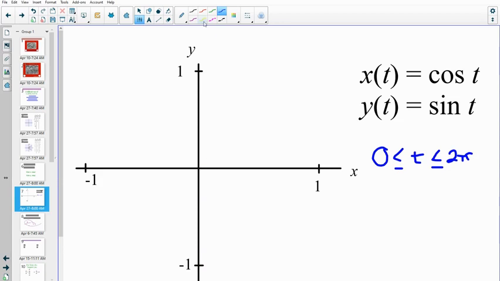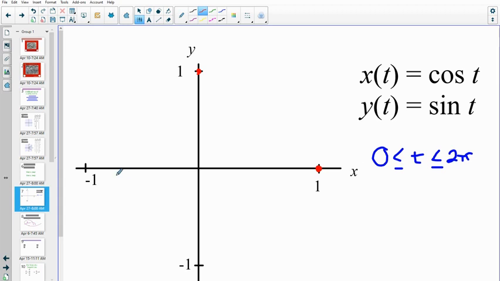Well, let's play a little connect the dots. Let's put some points on here. At time equals 0, my x value is 1, my y value is 0. At time equals pi over 2, now my cosine value is 0, but my sine value is 1.